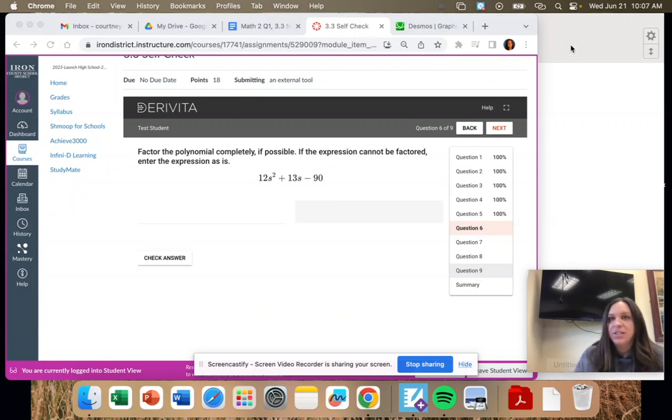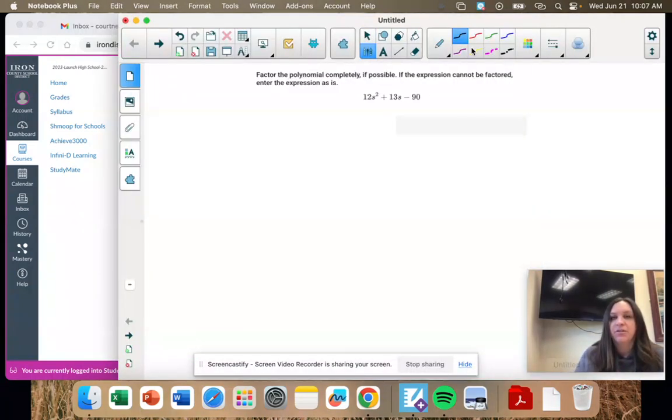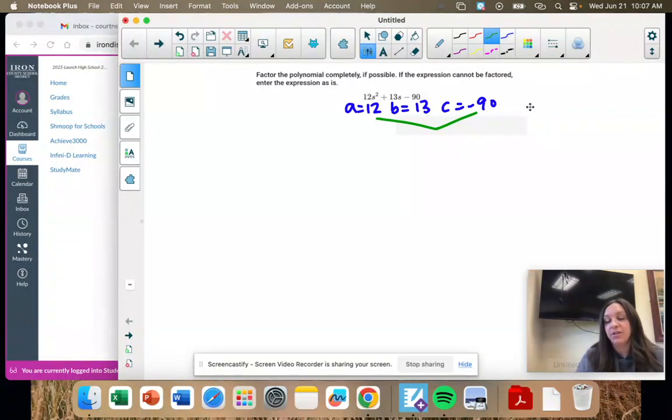Number 6, we're still factoring, so we're going to look for greatest common factor. And this one has a prime number, 13. So that's going to stop us because 12 and 90 are not going to divide by 13. So from here, we look at A is 12, B is 13, and C is negative 90. Because A is not equal to 1, we have to factor the longer way.